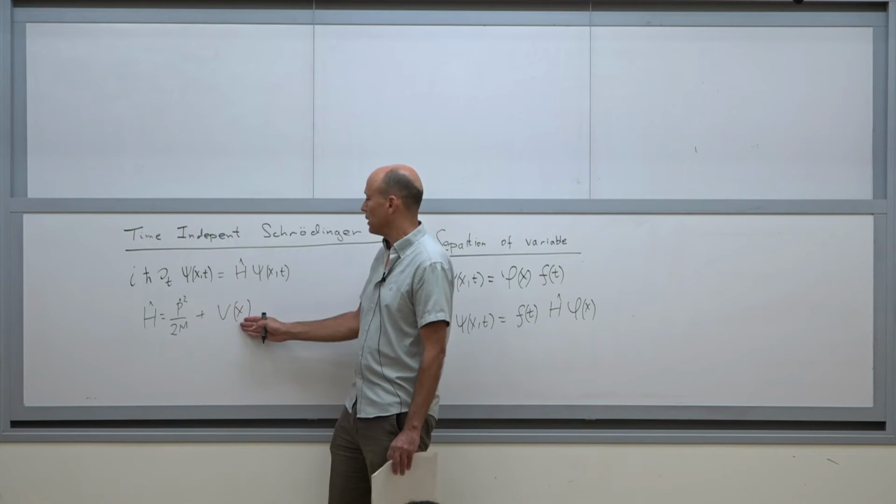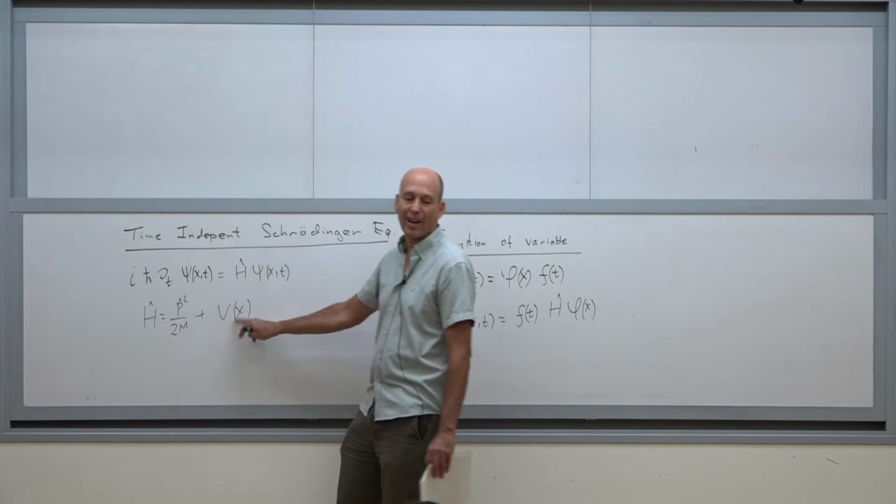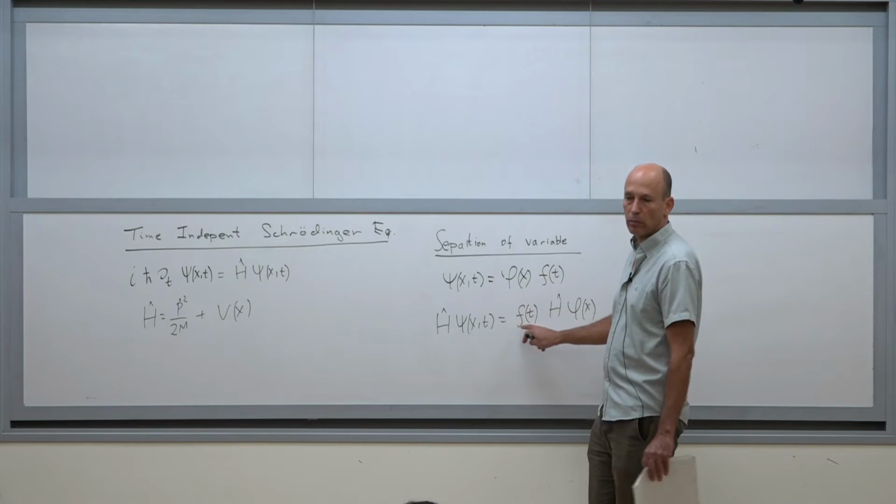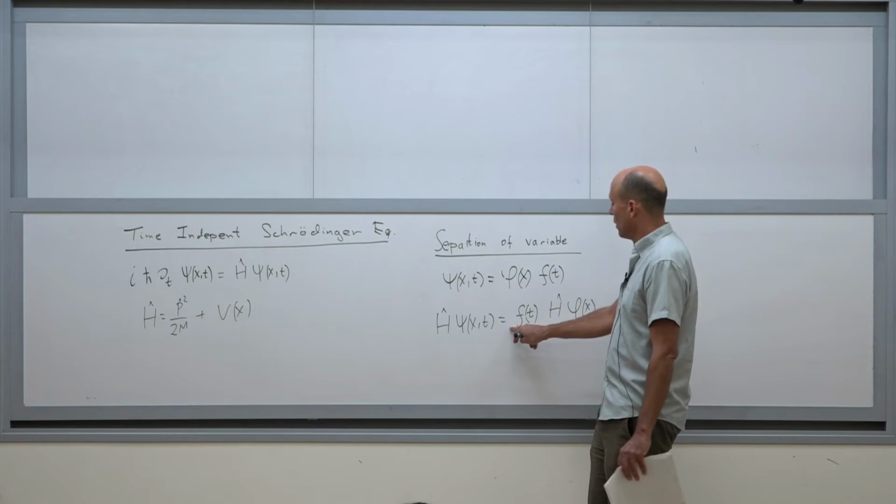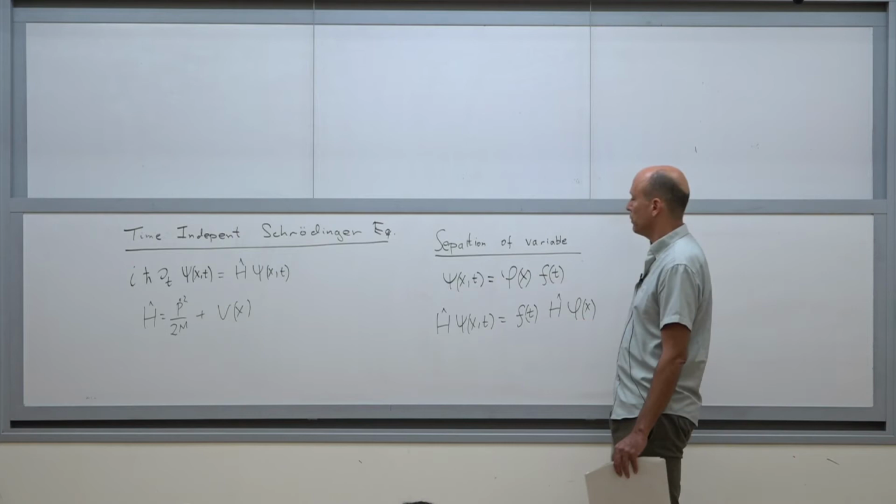There is nothing in this operator, H, that is acting on time directly. So when I take H, it doesn't change f of t, because f of t is a function of t and not x. So I can put it here. I can take H and put it here, because H does operate on this function, because it is a function of x.